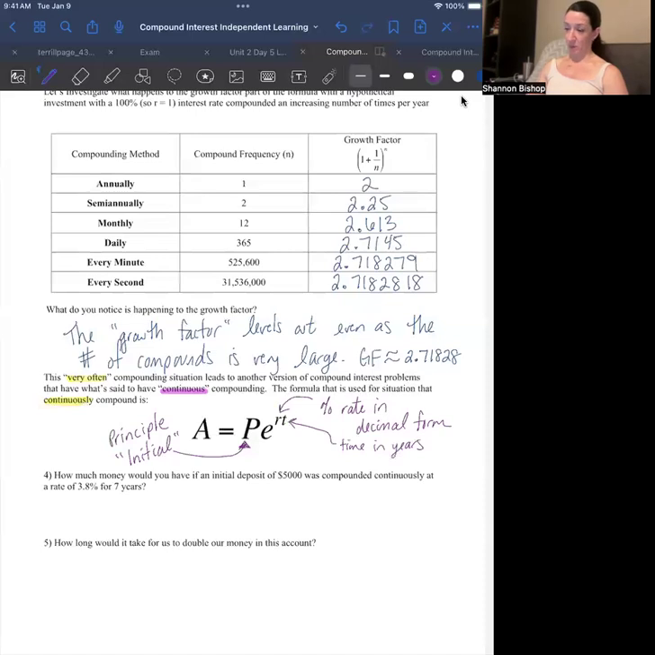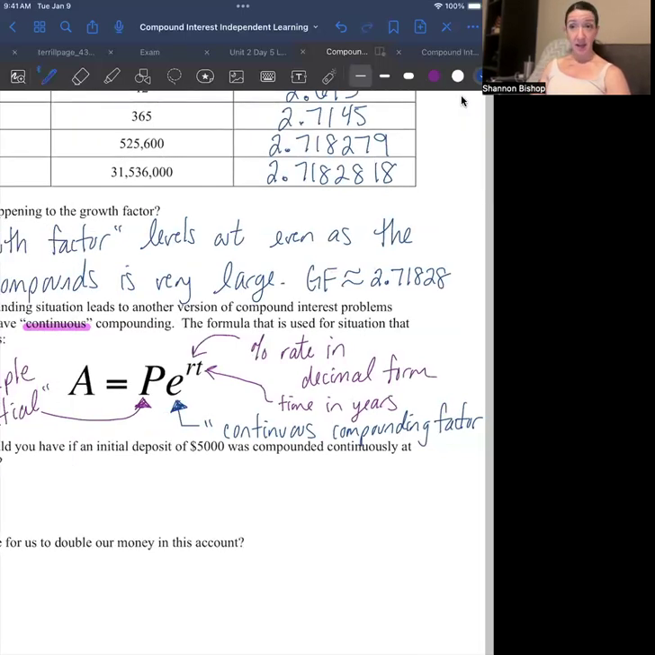The newness of this formula is right here, this E. That letter E is actually not a letter, it's a number, you'll see. That little guy E is called the continuous compounding factor. And E is a number, so stay tuned. E is approximately 2.71828, just like we saw up there. That is what this was helping us to discover.